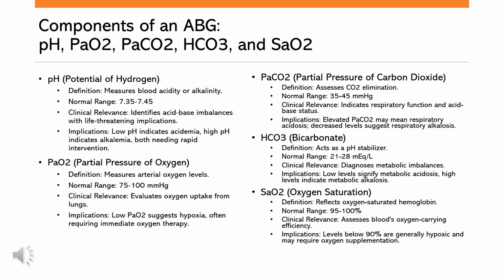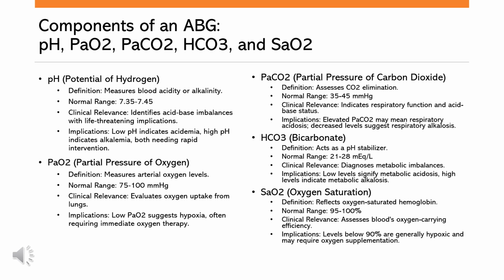SaO2 is oxygen saturation. This reflects the percentage of oxygen-saturated hemoglobin relative to total hemoglobin in the blood. Normal range is 95 to 100%. This helps to assess the oxygen-carrying efficiency of the blood. Levels below 90% are generally considered hypoxic and definitely require oxygen supplementation, except in specific cases.